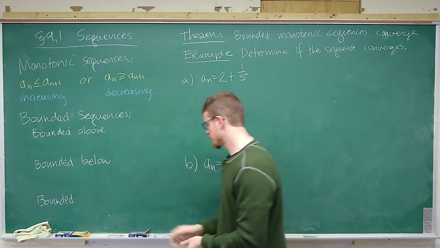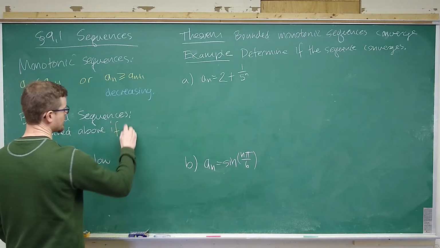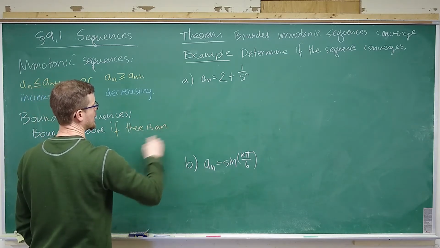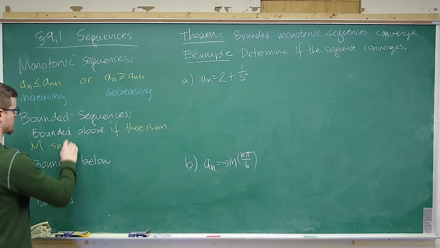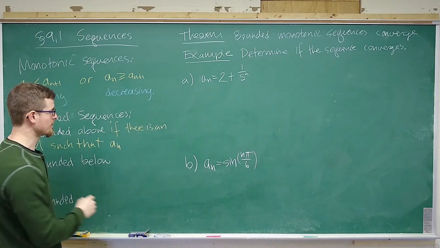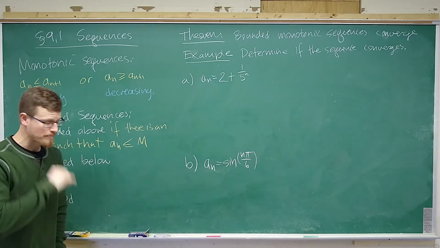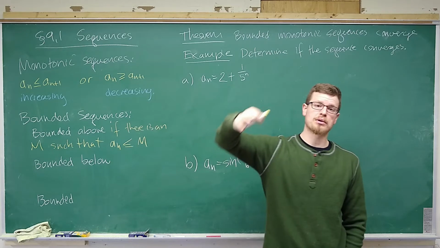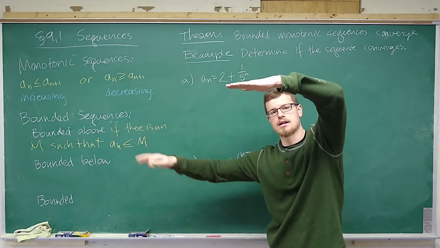What does it mean to be bounded? Well, a sequence is bounded above if there is a real number N such that each of the terms in the sequence is less than or equal to that number N. So I can go up pretty high, but then I'm going to end up going back down, right? I'm going to be bounded above at this line.